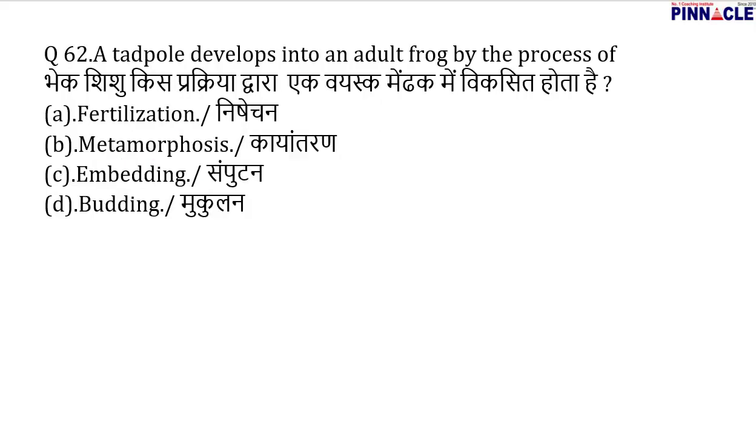Moving to question number 62. Question number 62 states that a tadpole develops into an adult frog by the process of what? So there is a process through which a tadpole generally develops into an adult frog, and it undergoes significant changes, and that particular process is said to be metamorphosis. So for question number 62, B, that is metamorphosis, is the correct option.